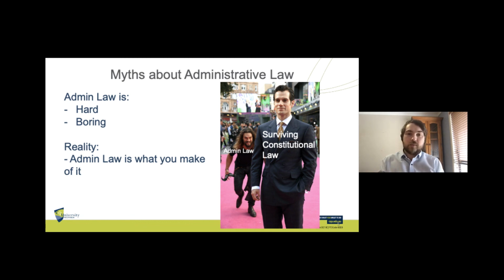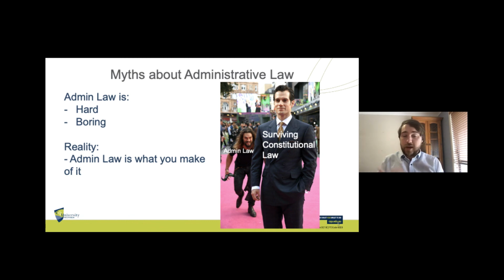And so it's worth thinking about what administrative law is really like, and to manage some of those expectations before we head into the unit as a whole. I think people find administrative law hard or boring because they often don't see the relevance to their own lives. I've tried to show in these last couple of examples that administrative law can be really impactful on your own life, but sometimes it is a little bit hard to see the day-to-day relevance.